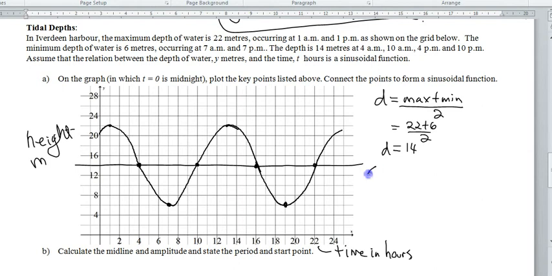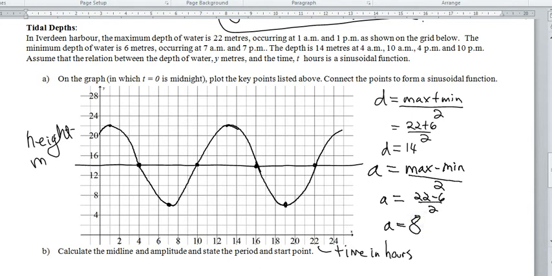So we calculated the midline. The amplitude, A, is max minus min over 2. Okay, or it's 14 to 22, right? Which is 8. So from 14 to 22 or 14 to 6, you can just count it, right? 2, 4, 6, 8. 2, 4, 6, 8. But you can also calculate it. So max was 22 minus 6 over 2, which is 16 over 2, or 8.